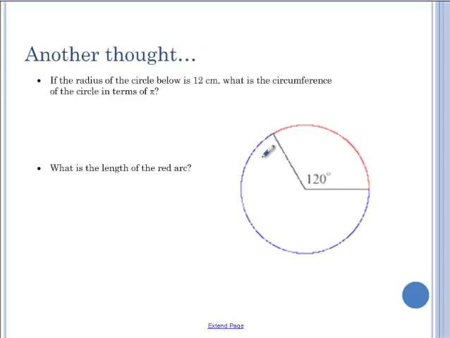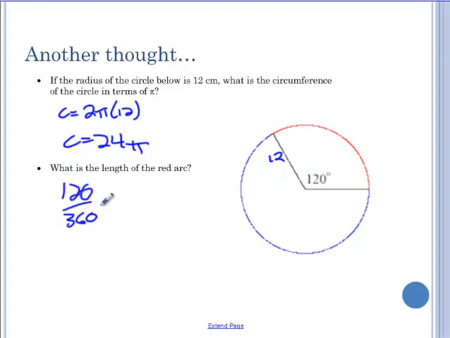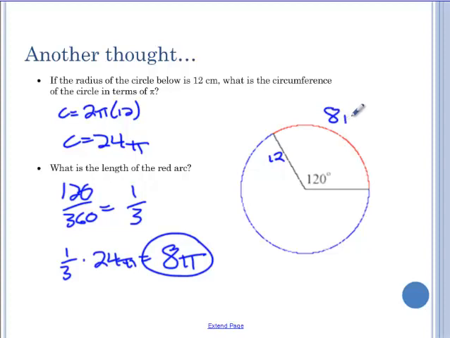So, the radius of the circle is 12 centimeters. The circumference of this circle is 2 pi r, or 2 pi times 12. So the circumference of this circle is 24 pi. So what's the length of the red arc? I know that 120 is 1/3 of 360, because 120 over 360 is 1/3. So since that's 1/3, maybe the red arc is 1/3 of 24 pi. 1/3 of 24 pi gets me 8 pi. And that's actually what it ends up being. This arc here ends up being 8 pi.